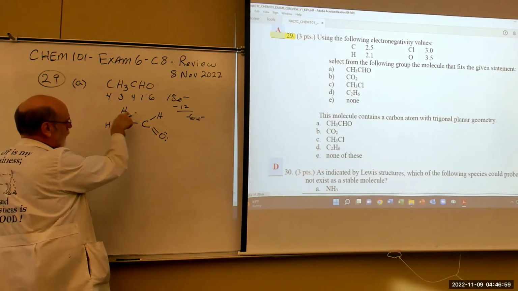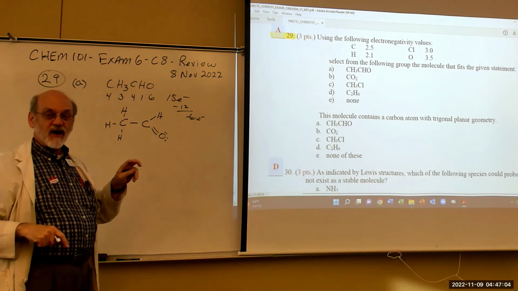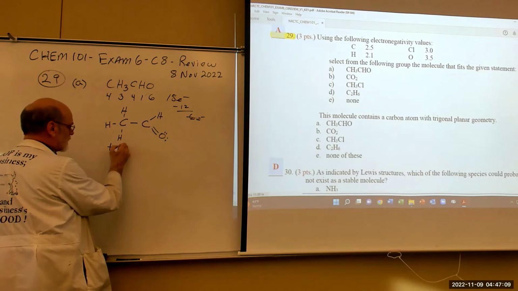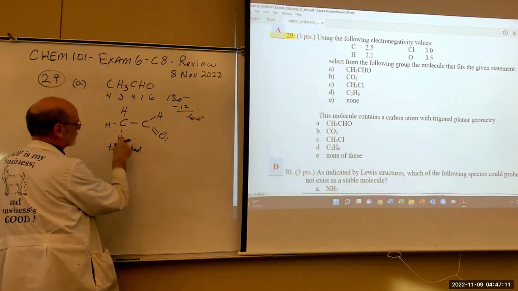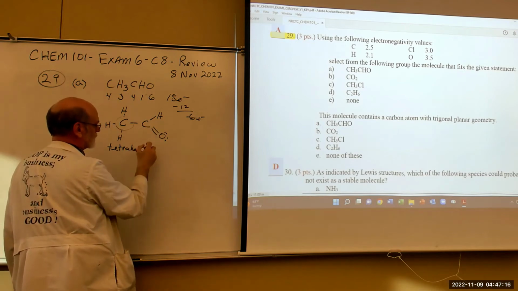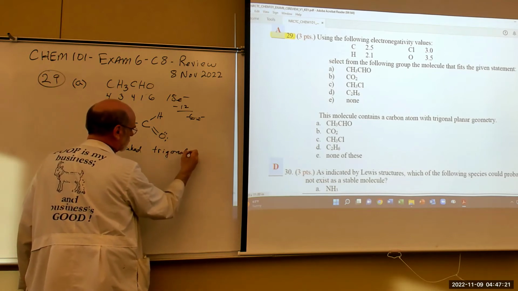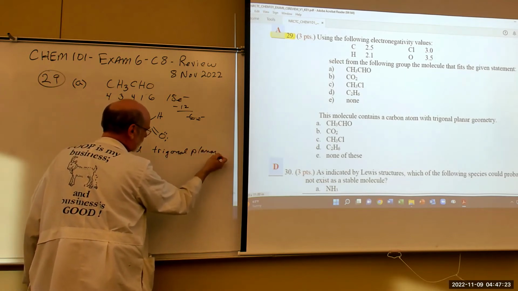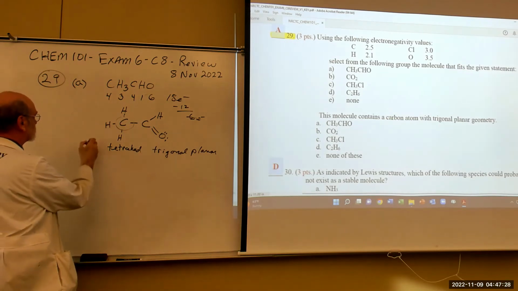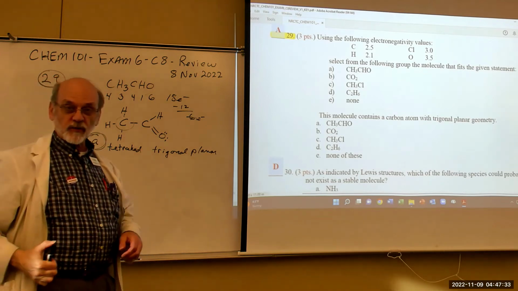Okay, so around this carbon, we've got 4 groups. VSEPR says that 4 is a tetrahedron. Right, so this one is tetrahedron right here. This one has 1, 2, 3. This one is trigonal planar. There's your answer. That's the one with trigonal planar.